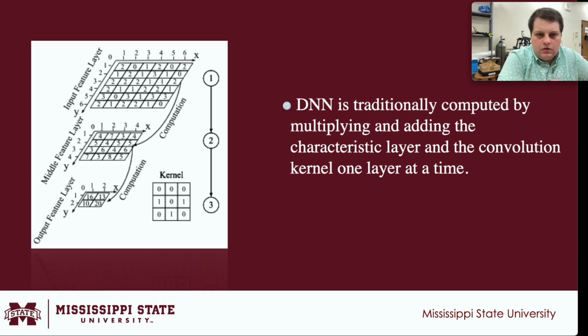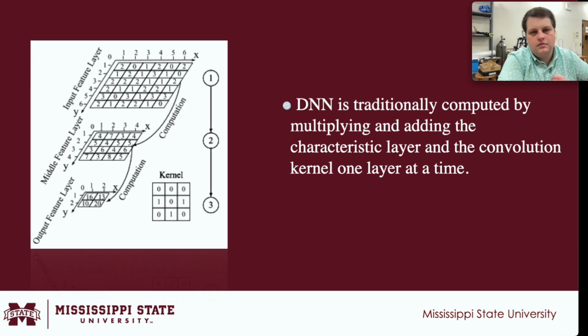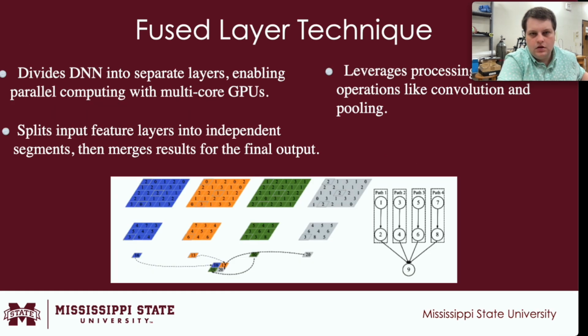So we can see here how linear the convolution operation for a deep neural network is, and how it's traditionally computed, which is multiplying and adding the characteristic layers in the convolution kernel one layer at a time. With this, we can see the fuse layer technique vastly improves the DNN inference time over this.